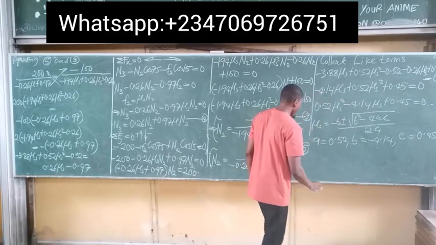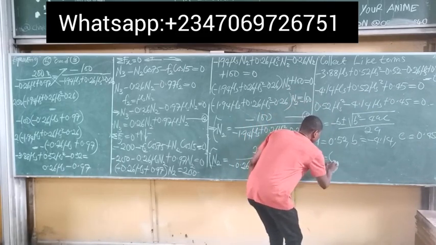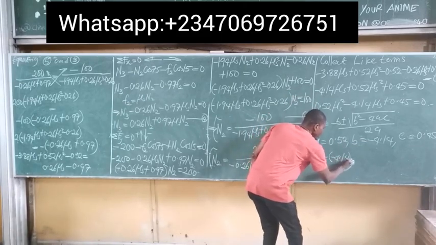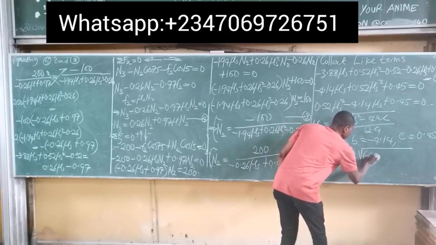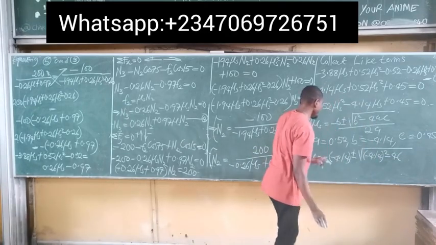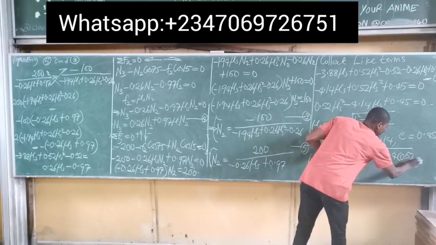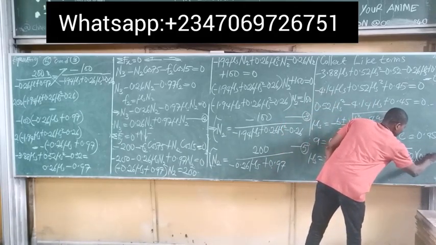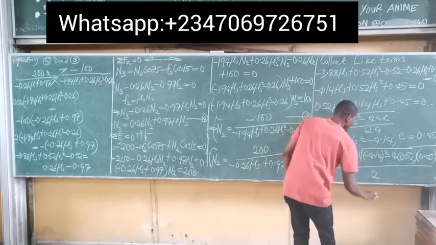Therefore, mu x is now equal to minus b. You have minus, but b itself is minus 4.14. So minus minus 4.14 plus or minus the square root of b squared, which is minus 4.14 all squared, minus 4a, where a is 0.52, multiplied by c which is 0.45, all over 2 times a, which is 0.52.